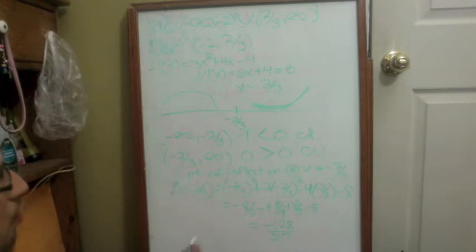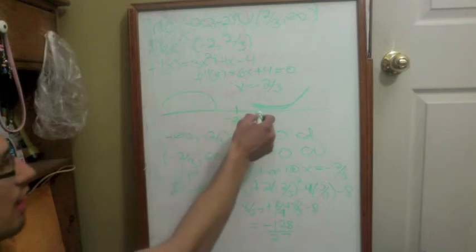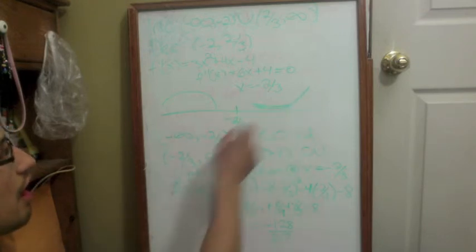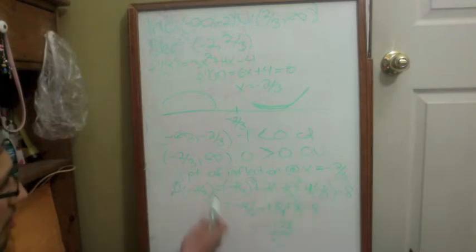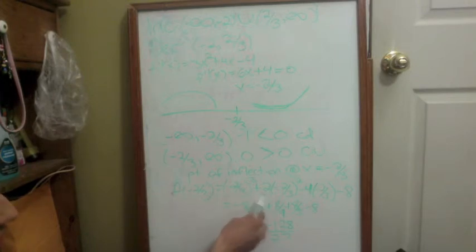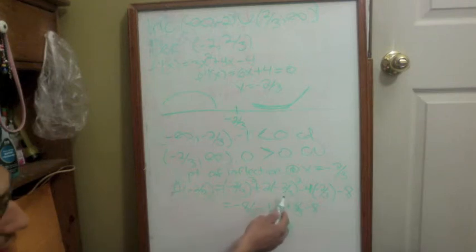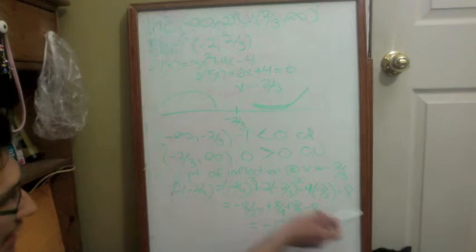Being that we have concave down here and concave up here, I know I have a point of inflection at x equals -2/3. So I'll take my original function and plug in -2/3 for x. Then we'll have (-2/3) cubed plus 2 times (-2/3) squared minus 4 times (-2/3) minus 8.